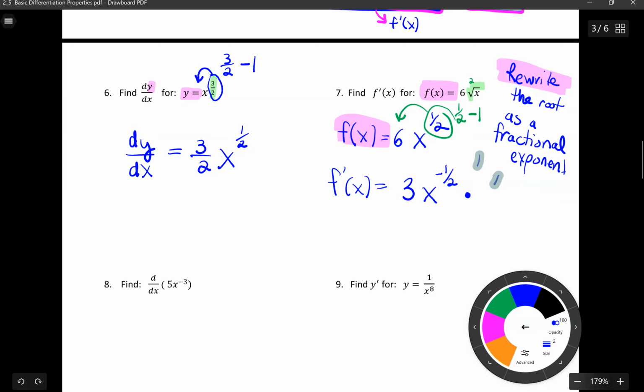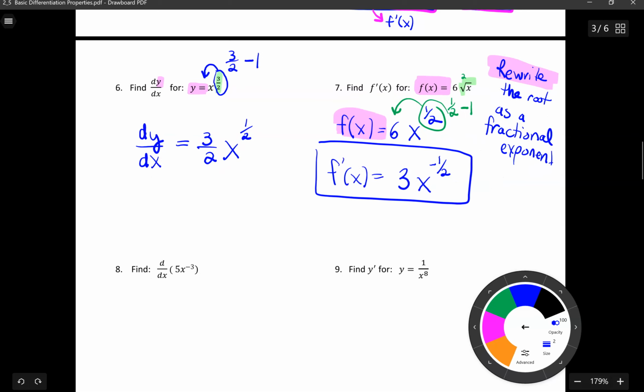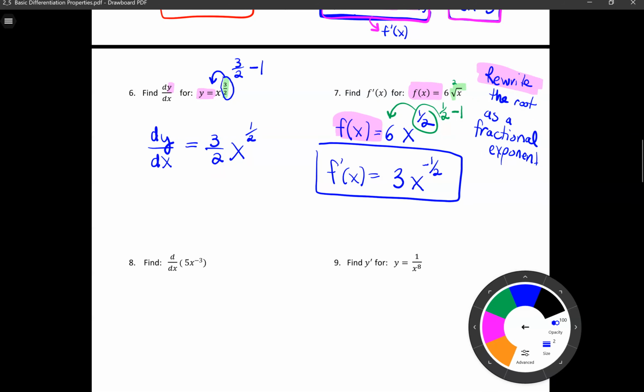And that's our answer, and you do not have to do anything to this answer. You can type that directly into MyMathLab. You do not need to be a hero and rewrite it with a root.